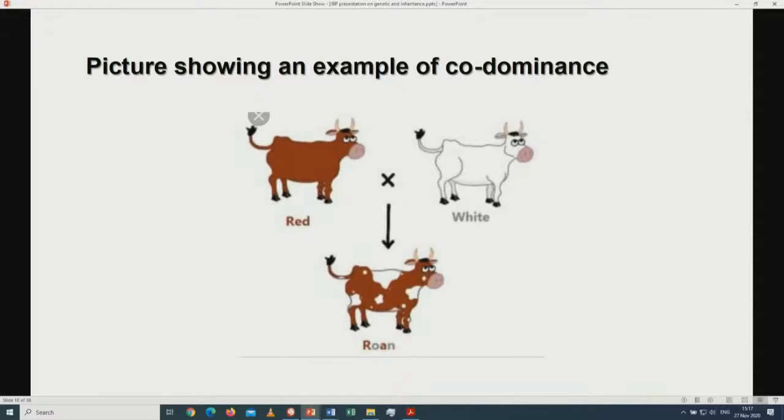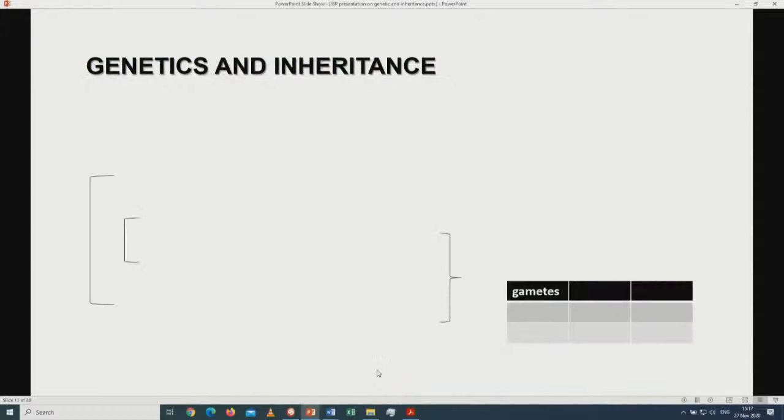Now if we show an example of codominance, we have a red cow crossed with a white cow, and then we have a phenotype that expresses equal proportions of the parents, which is roan. You see that we see both phenotypes of the parents in the offspring.